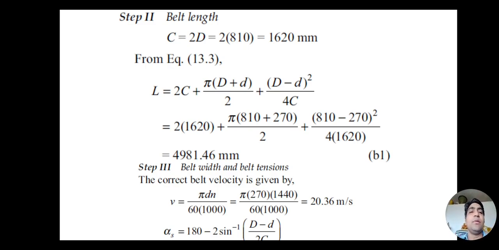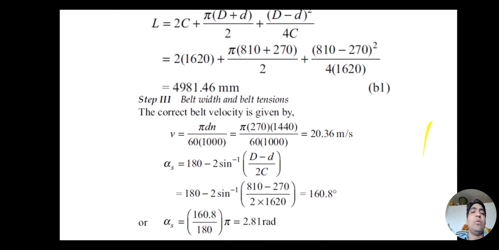Now let's calculate the length of the belt. This belt drive is an open belt drive, so we have to calculate the length of the belt of the open belt drive. L equal to 2C plus pi into (capital D plus small d) divided by 2 plus (capital D minus small d) whole square divided by 4C. Put all these values of capital C, capital D and small d, and we will get the value of capital L, that is 4981.46 mm.